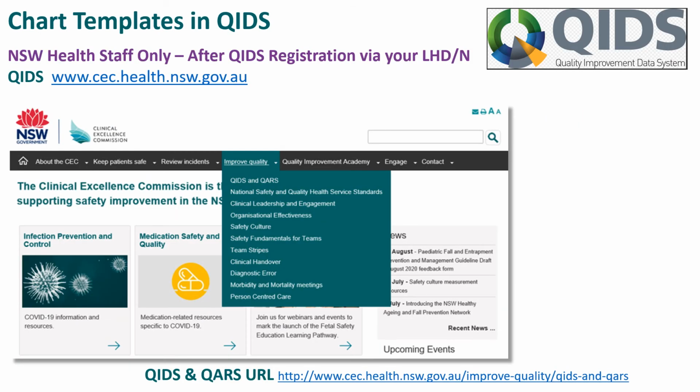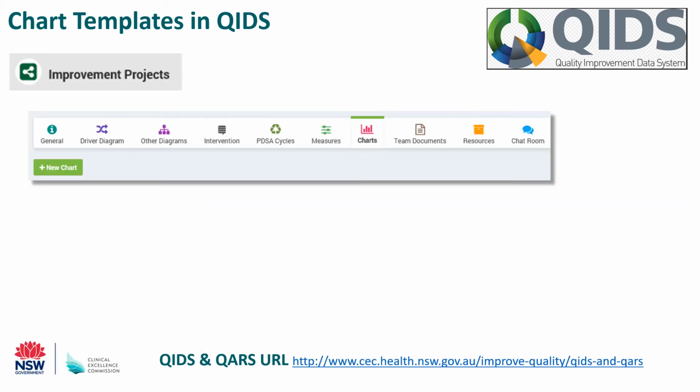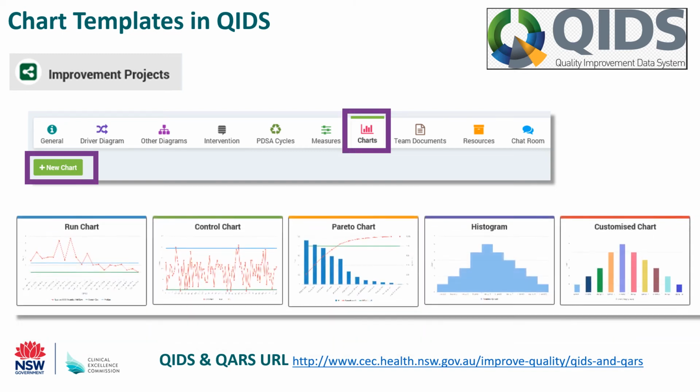For New South Wales Health staff, there's a system that you could use to create charts. This is called the QID system, or the Quality Improvement Data System, and you'll need to be registered to use this system via your LHD or network. You can find the login through Quality Improvement and then go to the QIDS and QAS section on the CEC website. When you're into the QIDS system, you need to click on Improvement Projects, and that will take you through to the chart templates. When you're in the Quality Improvement section in QIDS, you click on Charts and New Chart, and up will come a range of charts that you can choose from, such as a run chart, control chart, Pareto chart, histogram, or a customized chart.